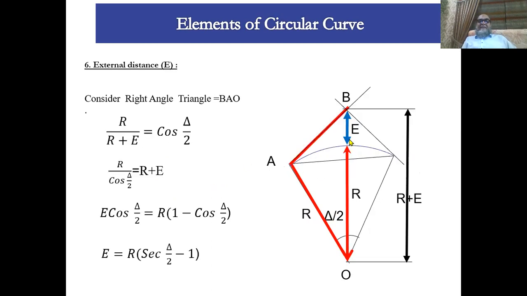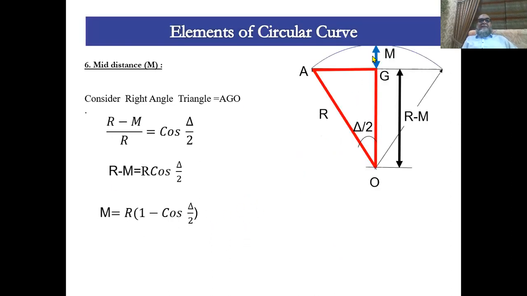Then there is an external distance. This can be determined by using this triangle BAO. This is a right angle triangle. The hypotenuse is R. Now this is the base R, and this is hypotenuse R plus E, as you can see in this figure. So R over R plus E is cos delta by 2, and if we solve this, you will find E is equal to R (sec delta by 2 minus 1).